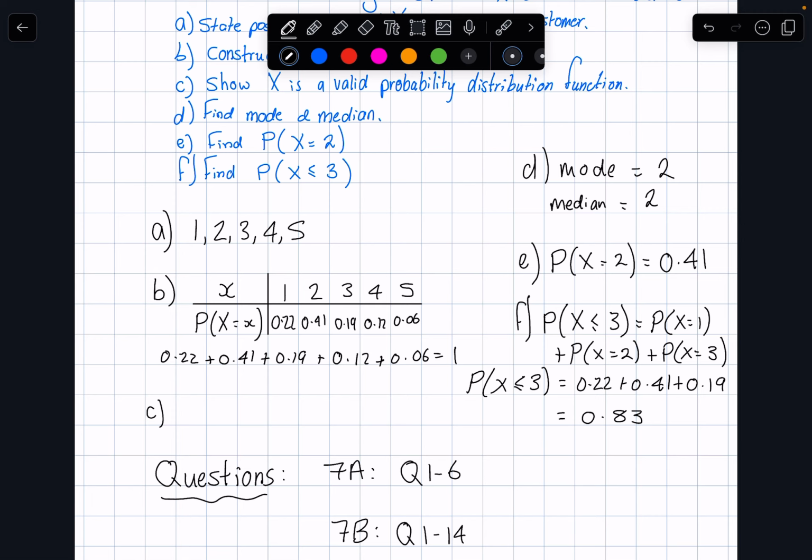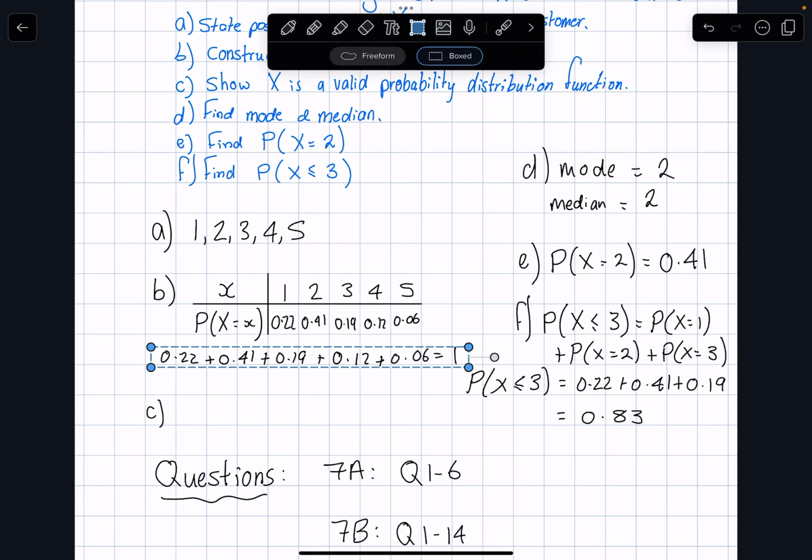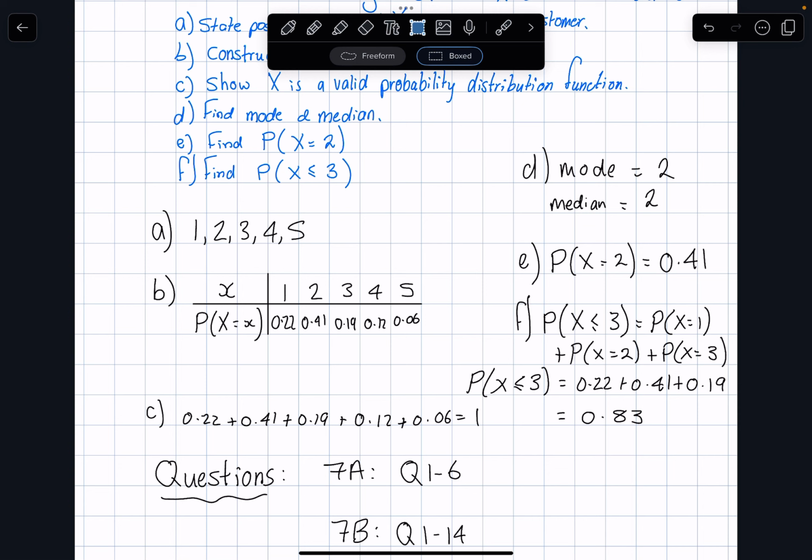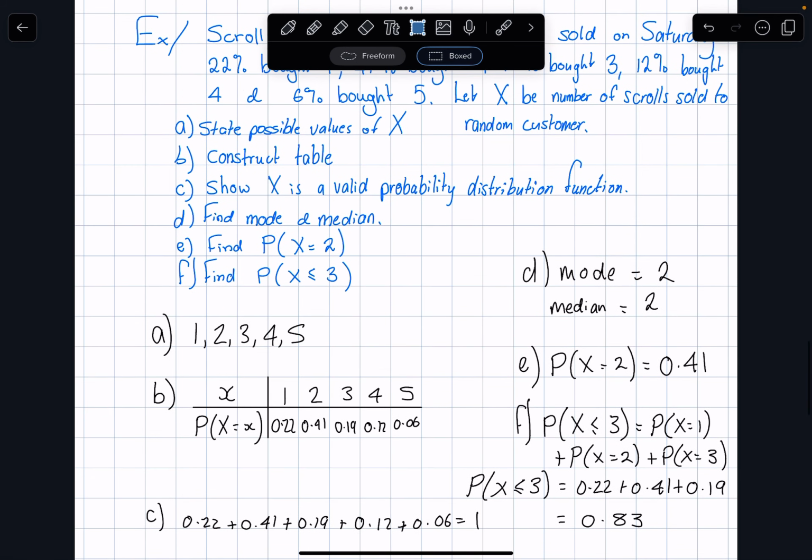Okay. Oh, I accidentally put that. Should be there with part C. All right, so that's a really good example of showing a different range of questions, and hopefully that helps.